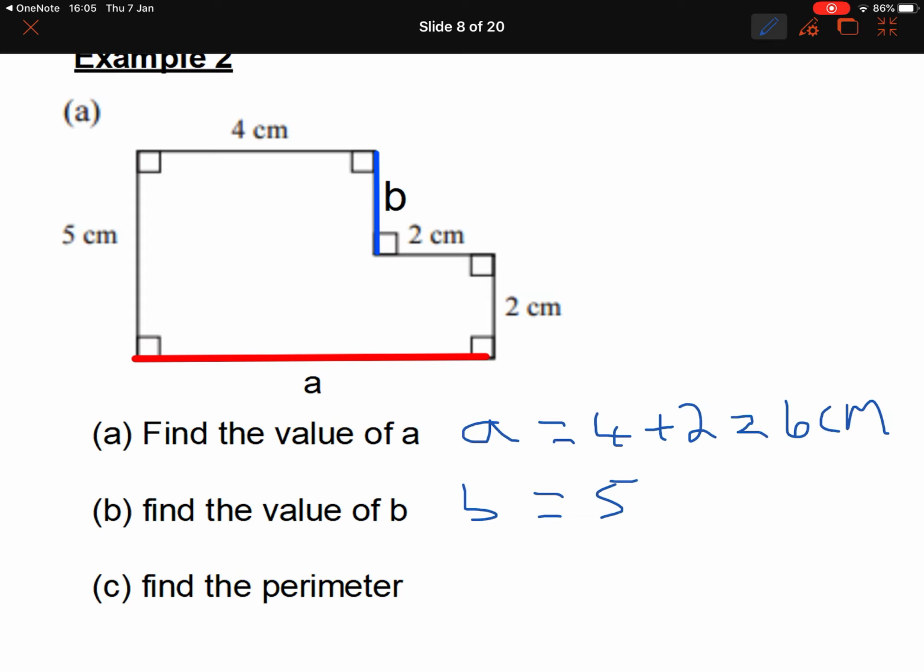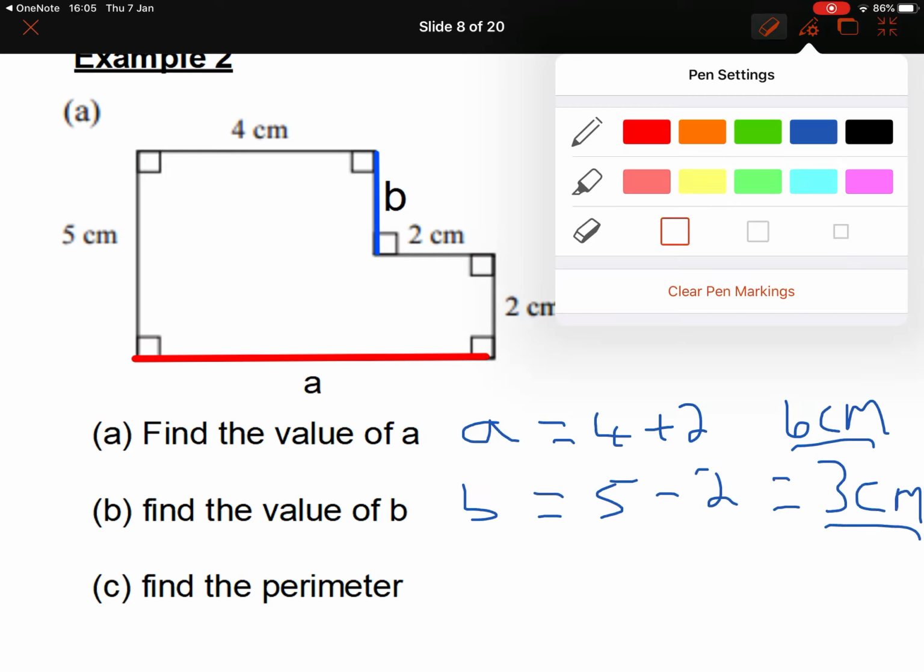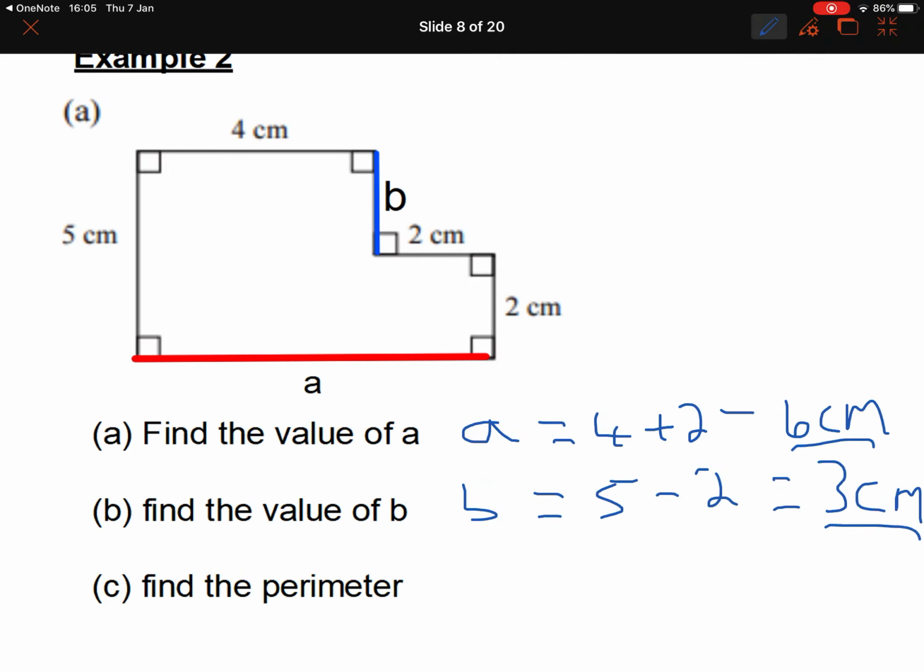So it's very important that B is 5 take away 2, all right? It's very confusing sometimes, which one means add and which one means subtract, okay? So 5 take away 2 is 3 centimeters, okay? Just be aware that this should be an equal sign, so I'm just going to rub that off to make that clearer, and make that into a nice equal sign, okay? That should be 2.